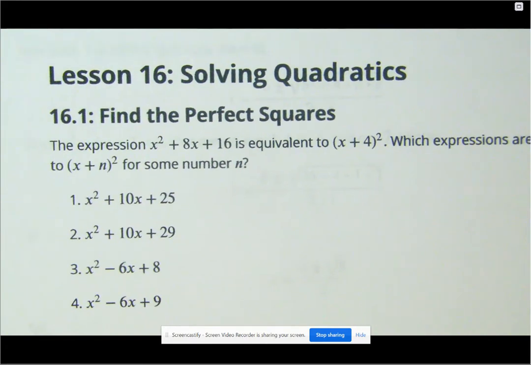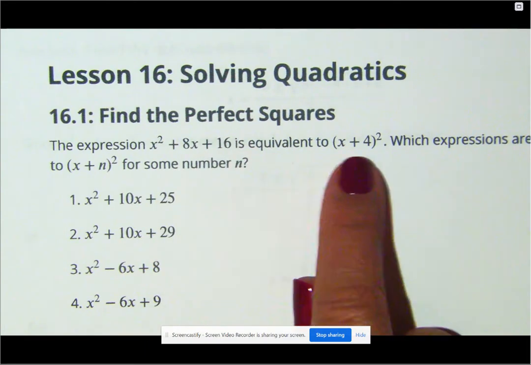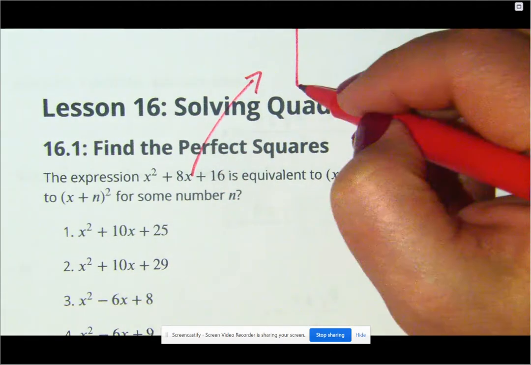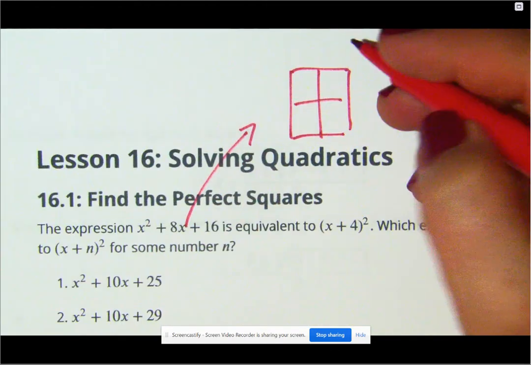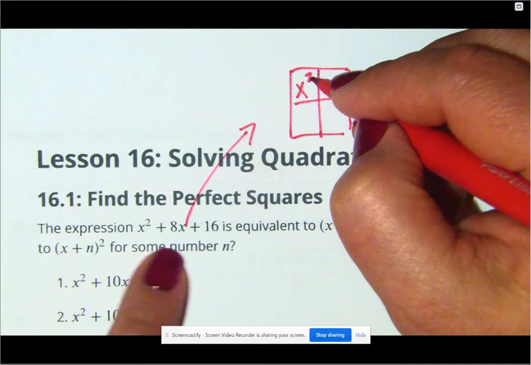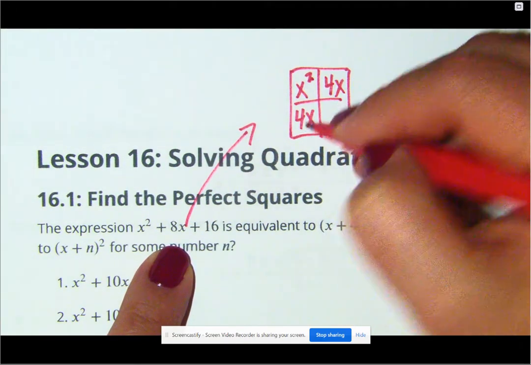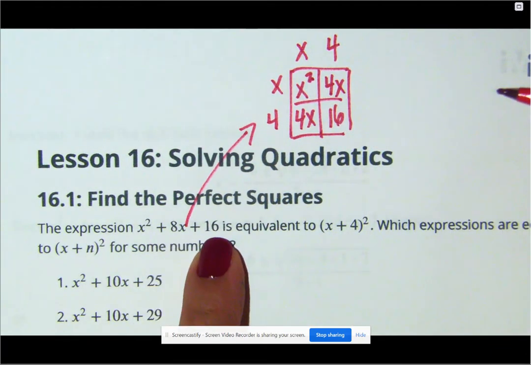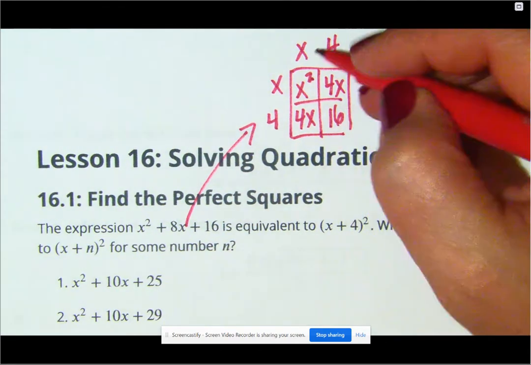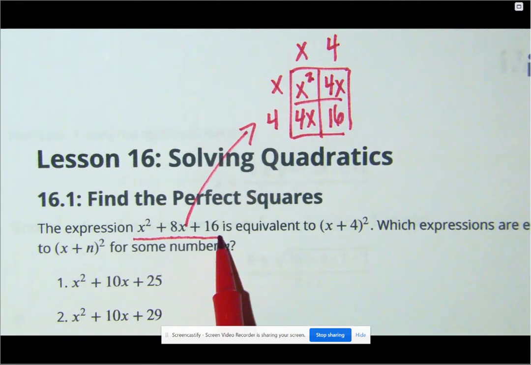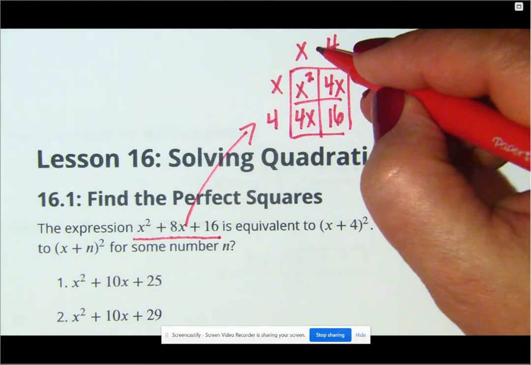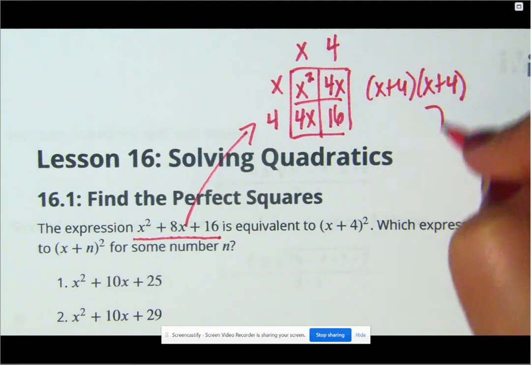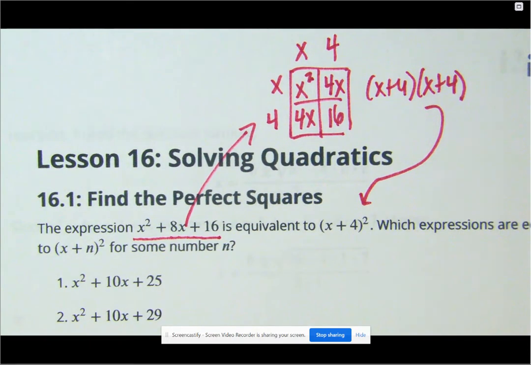It says the expression x squared plus 8x plus 16 is equivalent to x plus 4 squared. If I made a box of this real quick, watch. My x squared goes here. If I cut the 8 in half, I get 4x and 4x. X, 4, 4 times 4 is 16. Because that's a 16 and everything works out perfectly, instead of writing this quadratic like that, I can write it as x plus 4 times x plus 4. But since it's the same thing twice, I can just write it as x plus 4 squared, which is going to be helpful when we solve quadratics.